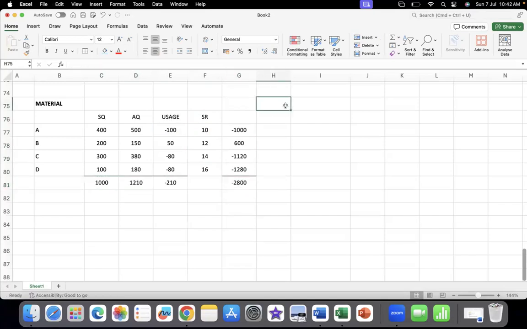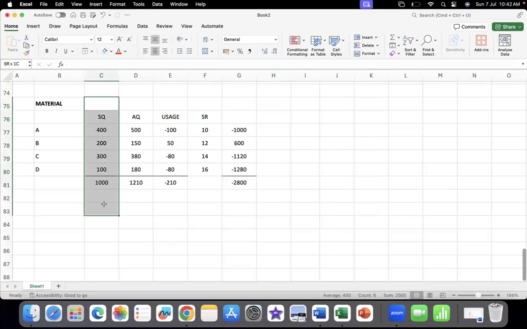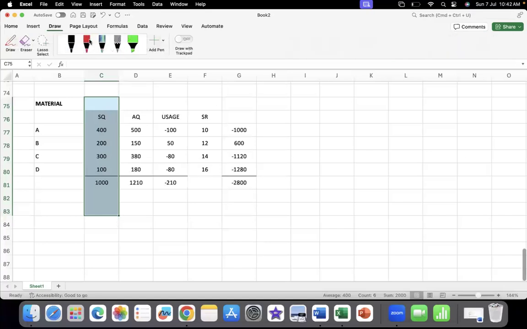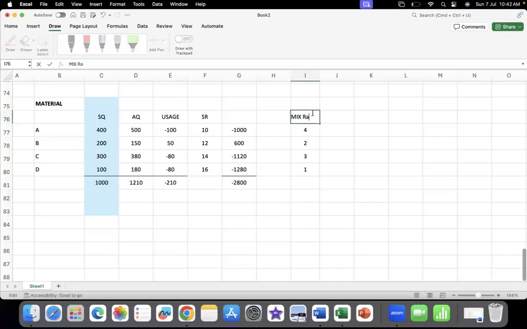But now when it comes to usage or kind of a mixed variance, you don't need this standard quantity as your reference. You don't need this. What you need is the ratio of this. So you're not going to take these quantities as it is. You're only going to take the ratio. For mix, you need to have a ratio. So the ratio becomes 4:2:3:1. So that's your ratio. That is called the mix ratio.